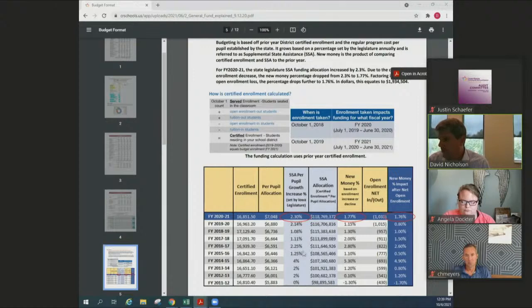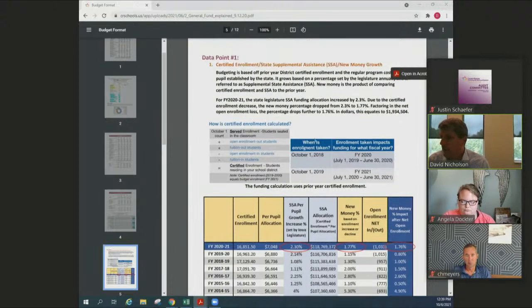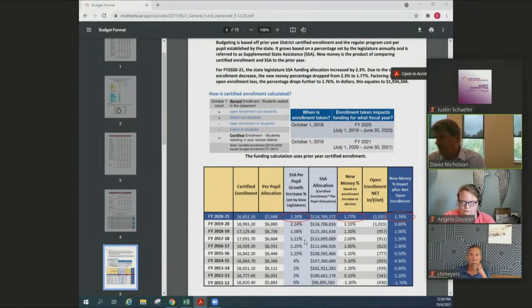And then you can see the other piece of it, what the state gives us. We call that supplemental state aid, SSA for short. We do a lot of acronyms. The state legislature determines how much that SSA number is going to grow per year. SSA for last year was a little over 1%, but for FY21 it was 2.3%, and the year before that was 2.14. You can see the percentages.